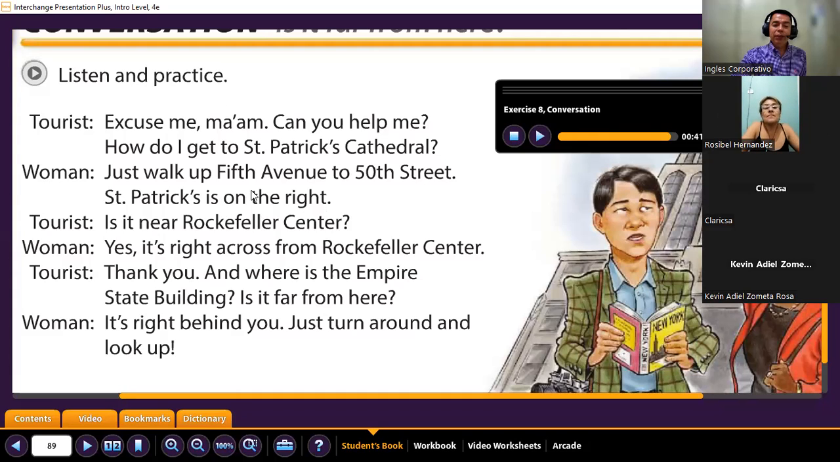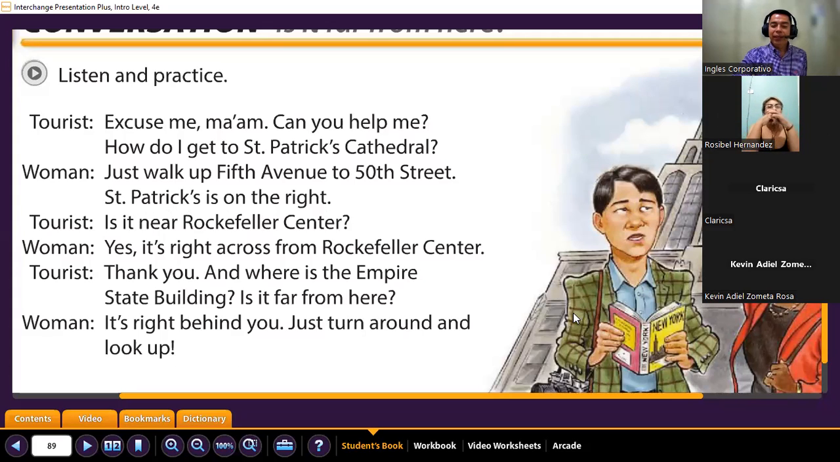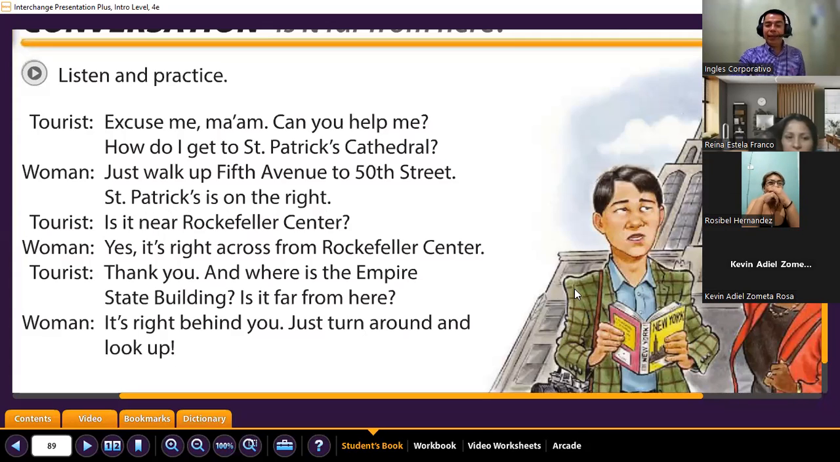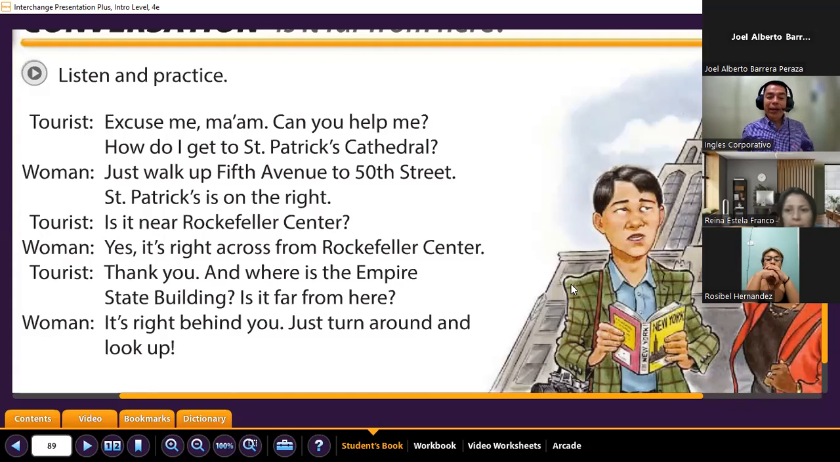Esta conversación está difícil. 50th Street, Fifth Avenue, St. Patrick, Rockefeller, Empire State Building. Just turn around, look up. Está complicada, pero vamos a ver. Dos valientes. Dos aliancistas necesito ahorita. Que la alianza solo ganando pasa. ¿Vamos? Sí, sí. Ok, thank you, Estela. Now, anybody else? ¿Algún valiente que me acompañe? No sean así. ¿Cómo son? Ok, Joel, thank you. Very good. Ya sabía que iba a haber un valiente por ahí.